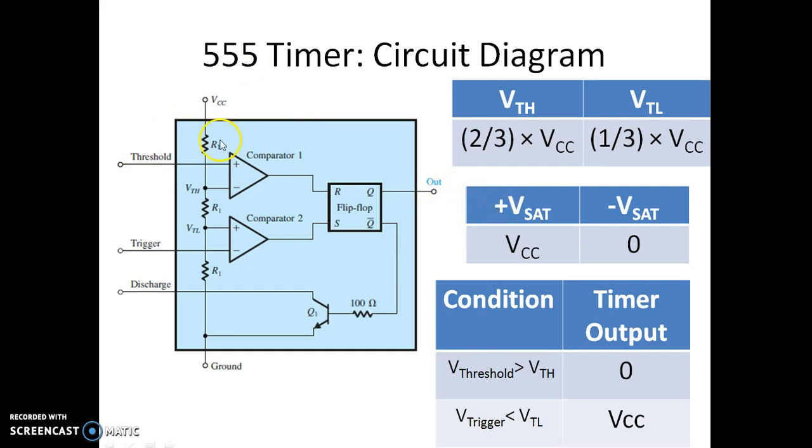One thing to note here is that comparators 1 and 2 will give you plus Vsat as plus VCC and minus Vsat as 0 volt. Here we will not be using any negative voltage, so minus Vsat is actually 0 volts. You can integrate all the prerequisites and try to find out how this works.